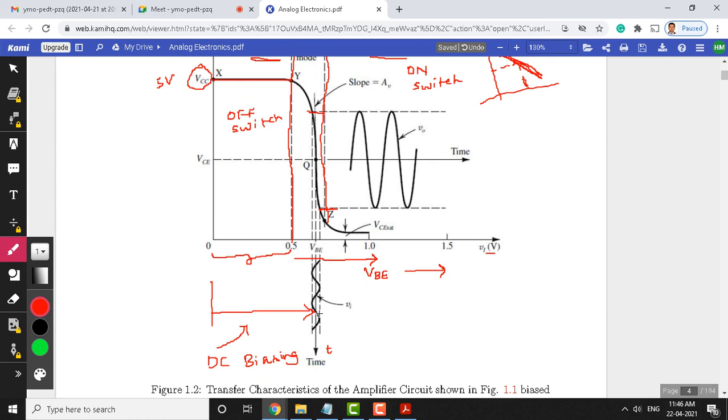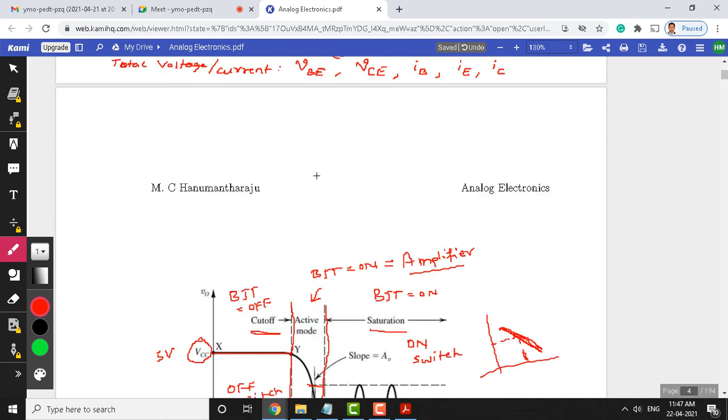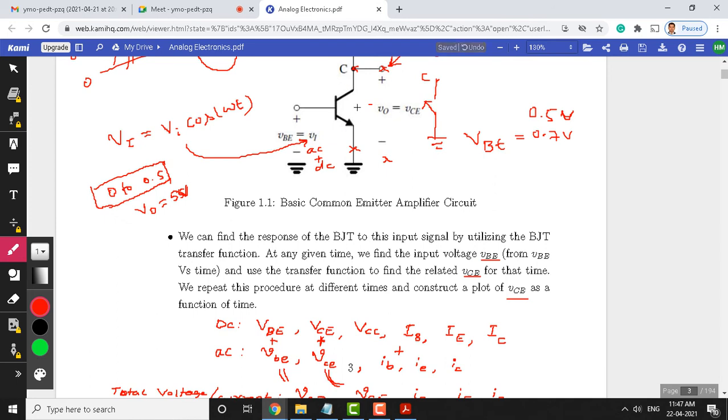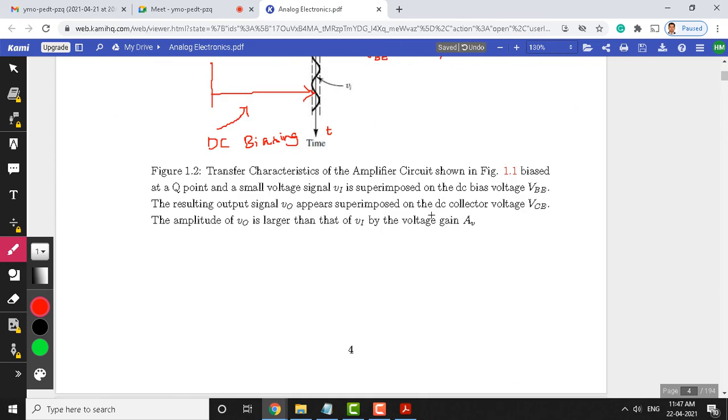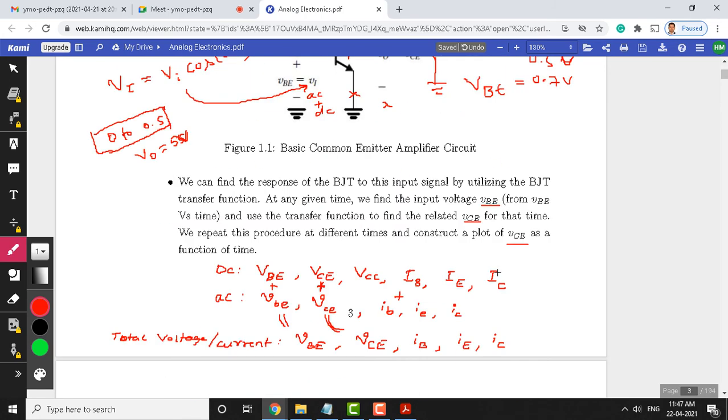Now, this input signal is applied to the device which is operating in the active region. So, the signal will be amplified by the gain times here. Every device will have its gain. In case of BJT, since it is operated in common emitter configuration, beta is the transistor gain. So, that much times the signal gets elevated or boosted. This is VB versus time; we can plot it and use the transfer function to find the related VC for that time. We repeat this procedure at different times and construct a plot of VC as a function of time.